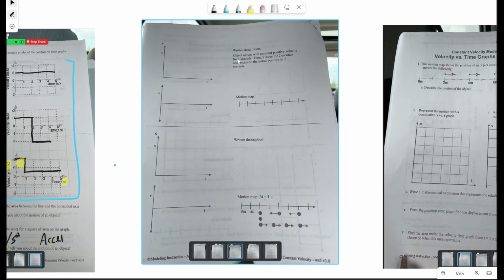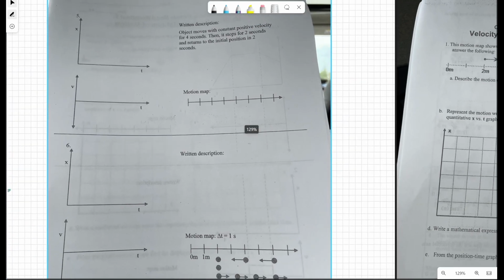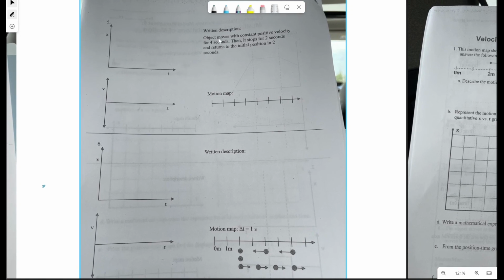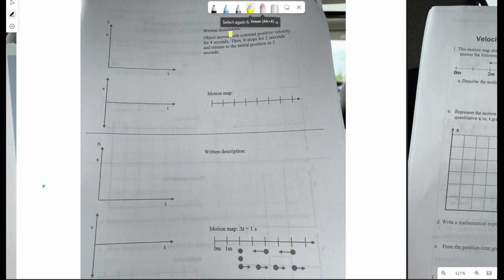Okay, so moving on to the next worksheet. I think this is a little bit more simple than the first couple pages you did. So let's read it. And again, go ahead and pause the video. Make sure you're pausing and trying it on your own and not just copying my answers. Written description: objects move with a constant positive velocity for 4 seconds. Then it stops for 2 seconds and returns to its initial position for 2 seconds, right? So you have to fill out everything for this. I might do the motion map last because we had a couple issues with that.